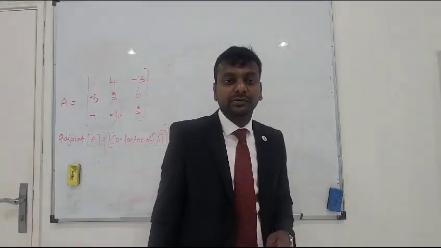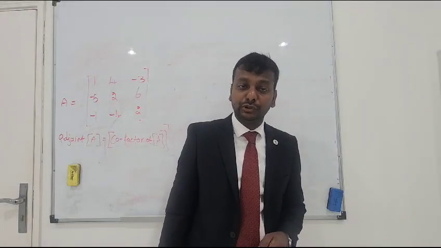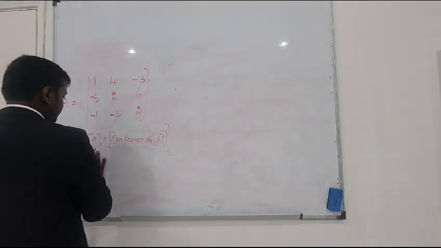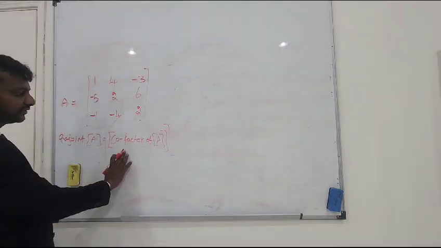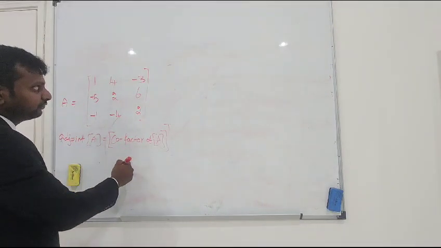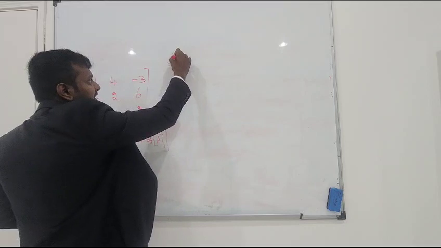Hi, today we will see how to find the adjoint for a 3 cross 3 matrix. The adjoint of a 3 cross 3 matrix A is actually the transpose of the cofactor of A. So first we will find the cofactor of A.